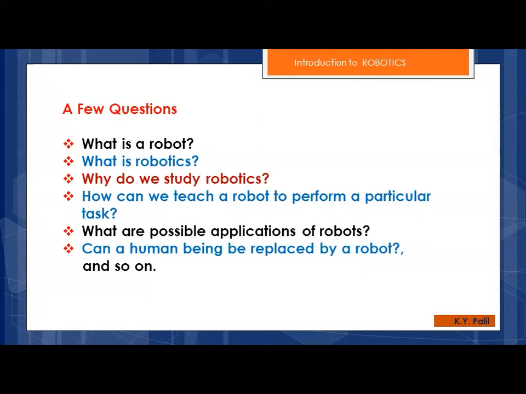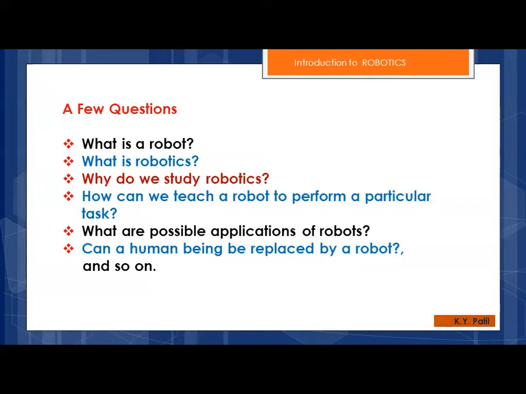What are the different types of robots we generally use? What are the possible applications of robots? Can a human being be replaced by a robot? And so on. Similarly, there are many other questions. Here I am just going to give the answers to the first few questions, but the last one, whether a human being can be replaced by a robot, I will try to answer towards the end of this course.